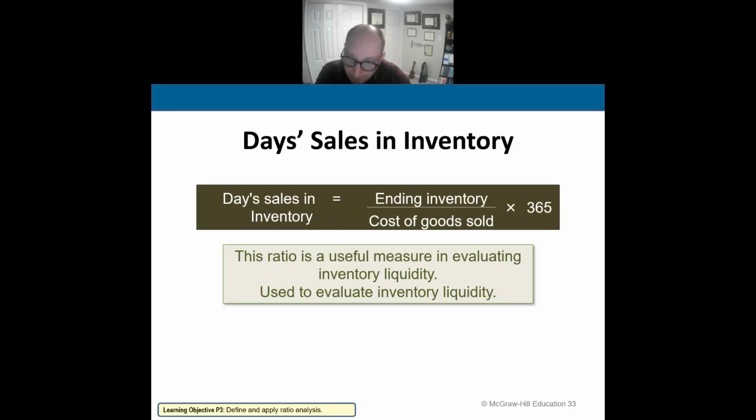We take the ending inventory divided by the cost of goods sold, multiply that by 365 days. It tells you, on average, how long that inventory's been sitting on those shelves. If you compute this and show the store manager, I'd be quite impressed. Just saying, I'd be impressed if somebody showed me this.